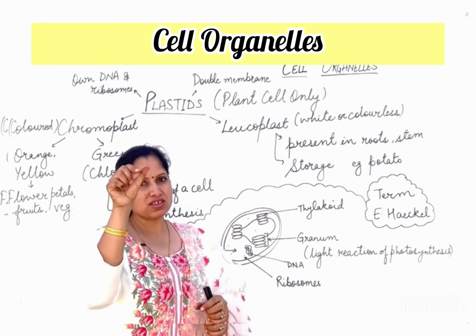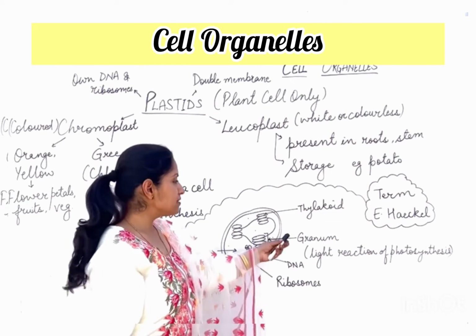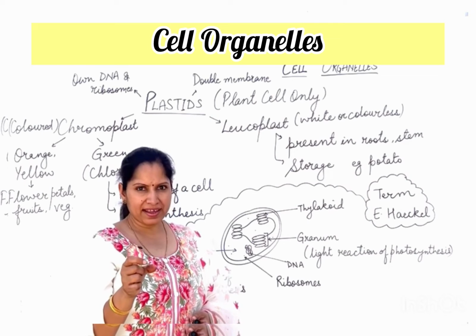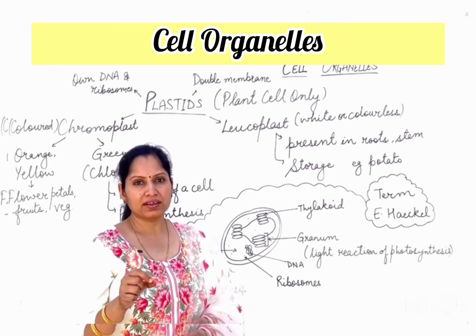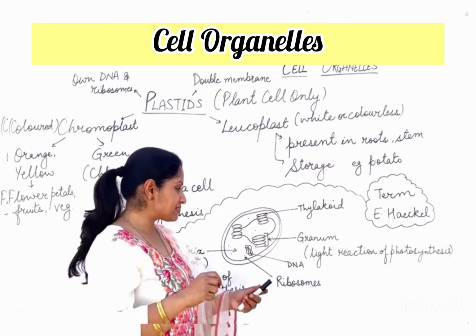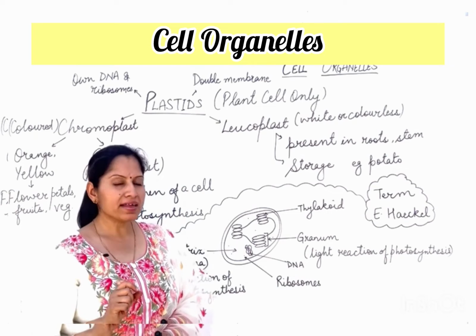Stack of coins means coins placed one above the other. So that single coin-like structure is known as thylakoid. And these coins placed one below the other, that complete stack of coins is known as granum.